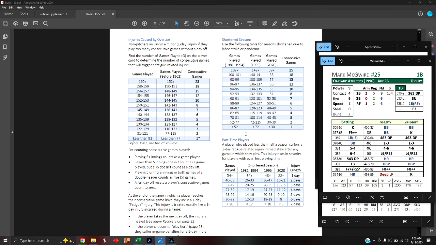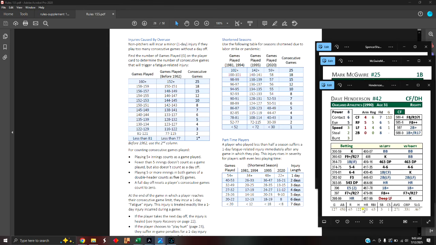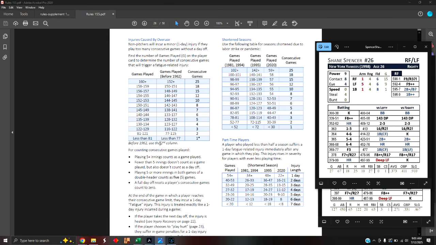Likewise, if a player played less than half a season, so Shane Spencer, right? Let's go back to Shane Spencer. 27 games, right? Then we are going to look at this part-time players chart. A player who played less than half of a season gets that 1-day fatigue-related injury immediately after any game in which they play. And it rises in severity for players with less playing time. So for 27 games played, we'd see 4 days. So if Shane Spencer plays in a game, he has a 4-day injury afterwards because of fatigue.